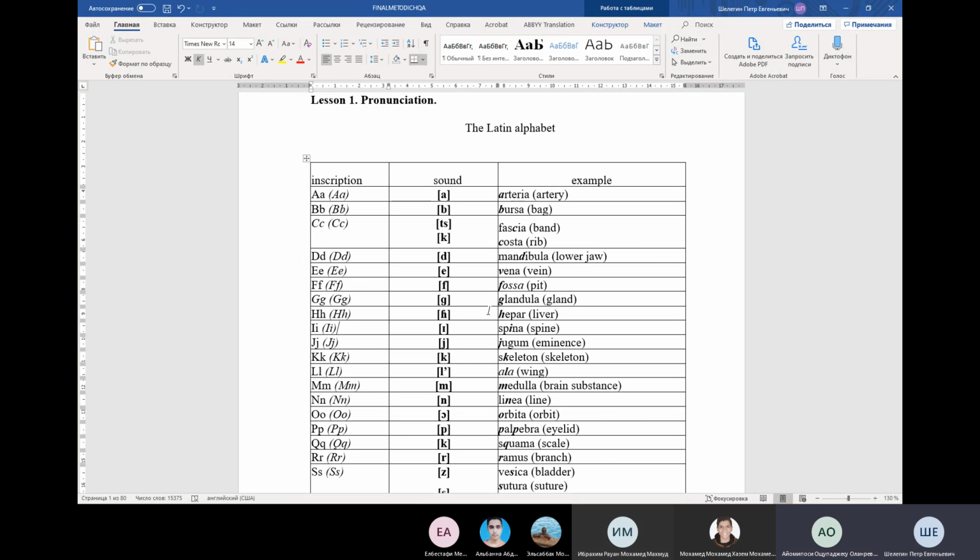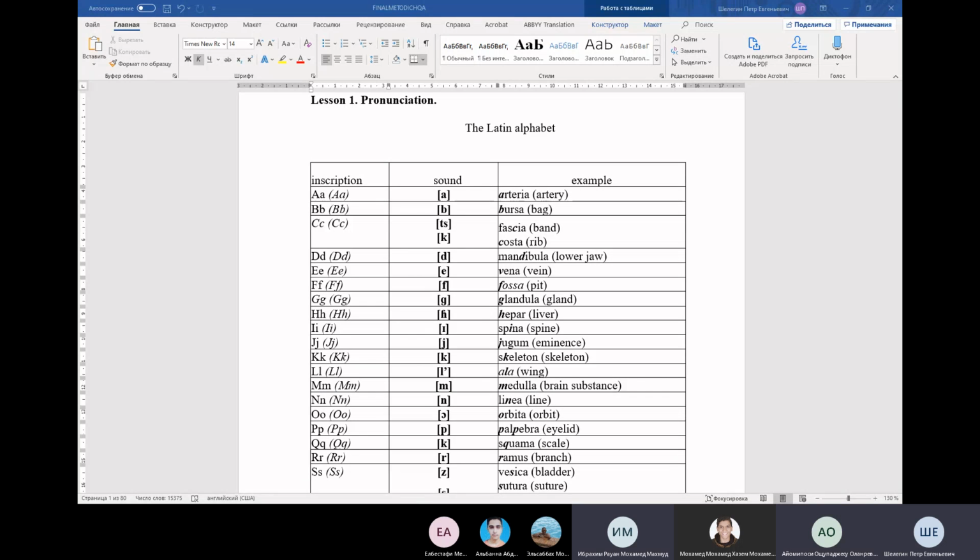The spine is an English term. The Latin one is spina. Spina. Nice. Correct.